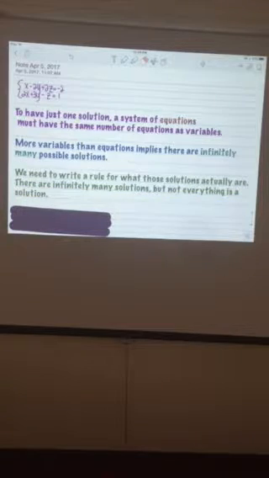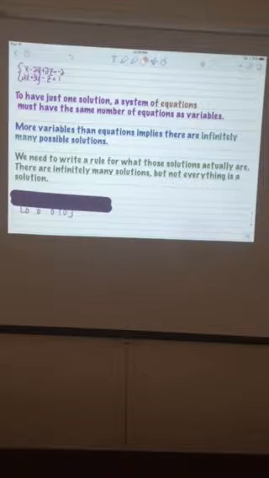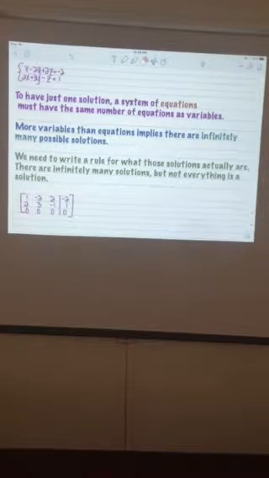So what we're going to try to do is write a rule for what those solutions are. And it's not all real numbers or all real triplets. There's infinitely many solutions, but not everything is a solution to this system. So first, since I'm in the matrix chapter, I'm going to write this system as a matrix. Notice I made the third row of the matrix all zeros, which is equivalent to saying infinitely many solutions. I just need to get to the part where I write a rule.